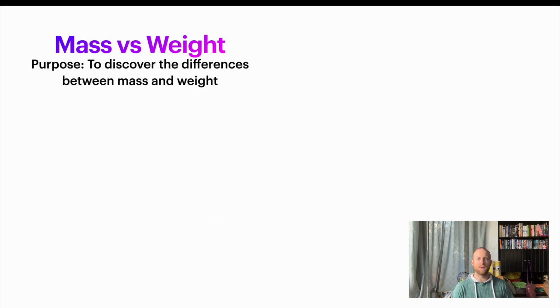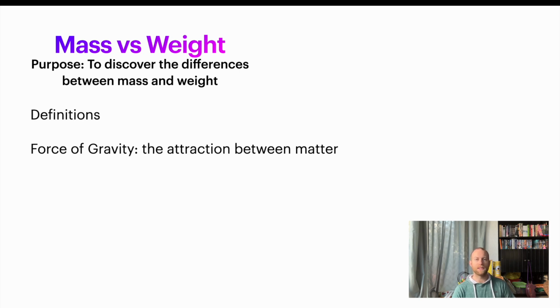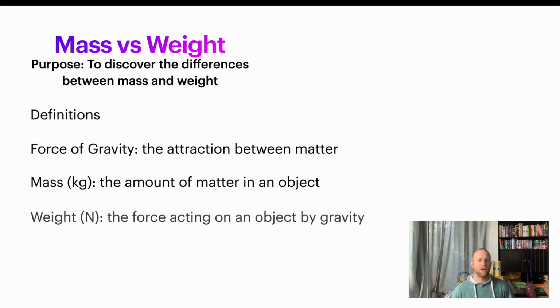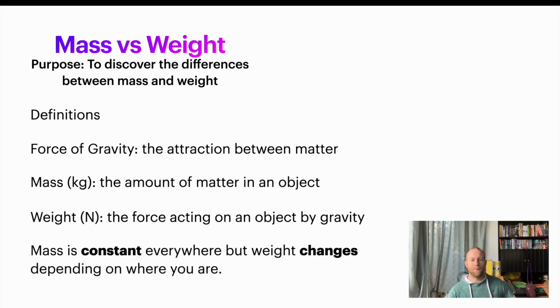So mass versus weight, we want to know what's the difference between these two. Force of gravity is the attraction between matter. Mass is the amount of matter in an object, the amount that makes up something, whereas weight is the force acting on an object by gravity. So these two things are different. Mass is the amount of matter. Weight is the force that's acting on it by gravity. Mass is constant anywhere you go, but weight will change depending on where you are.